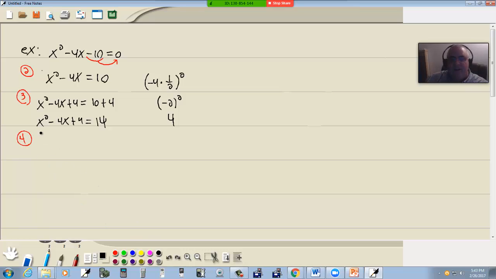Step 4, factor the left side. This factors as x minus 2 squared equals 14. Now there's a trick to help you on that. Whatever number's right here, sign included, right before you square it, is always what goes right here. If you remember that, there's no factoring involved at all.